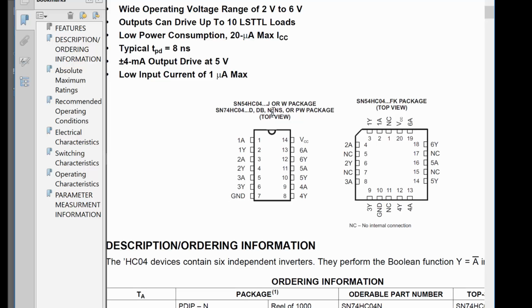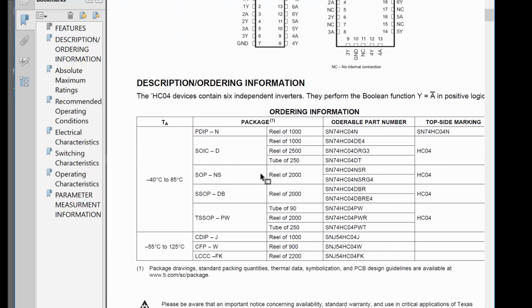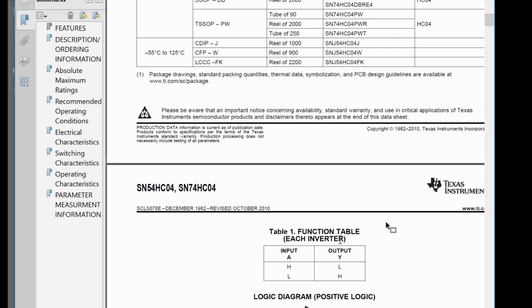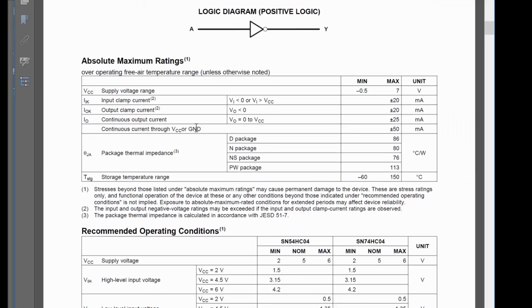We are going to be using the DIP, or dual inline package, which looks like this, and you'll see right here what the inputs are and what the outputs are. So the inputs are A and the outputs Y. Now remember, there are actually 6 inverters on here. Okay, so that's how we're going to wire it up. We want to take a look at the characteristics now. So let's go down here.